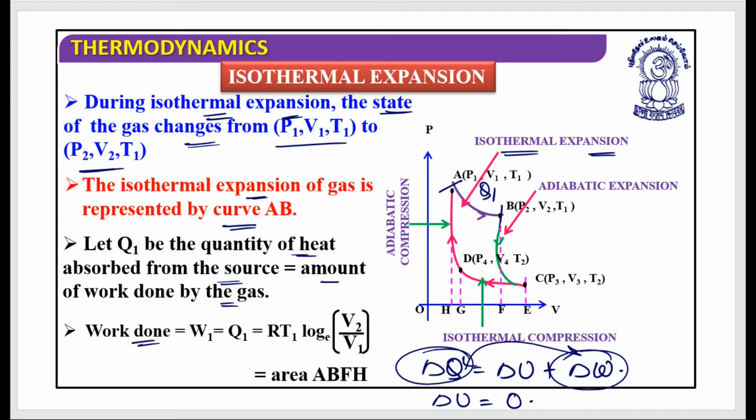So the work done is W1 equals Q1, which equals RT1 into log V2 by V1 to the base e. Or this is the area from A to B, down to the volume axis, F to H. The area under this curve can be calculated to give the work done.